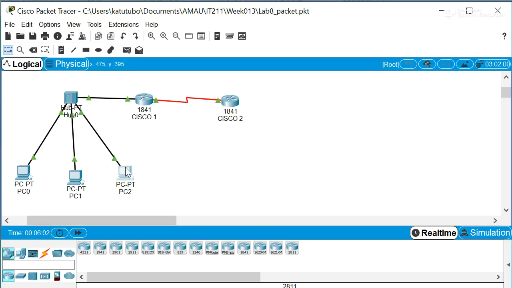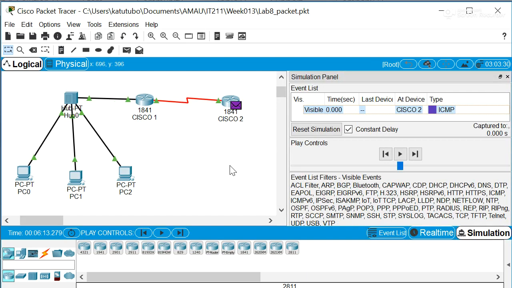Okay, so now it's all green. Let's go to simulation mode. So let's click play. Okay, so what it did is Cisco 2 does ICMP, then ARP. Okay, so now it's doing RIP. So it looks like the connection is working fine.